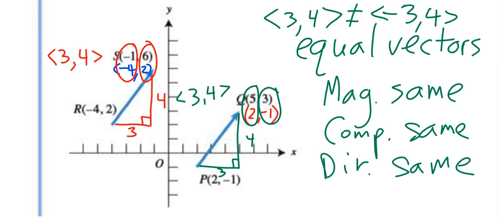Do they need to start and stop in the same place? No. See, this vector here and this vector here can be equal vectors. They just start and stop in different places. Correct. The components are the x and the y of the vector.